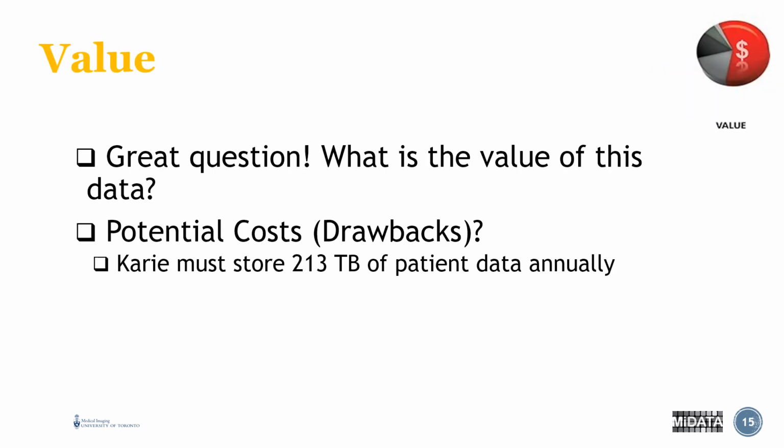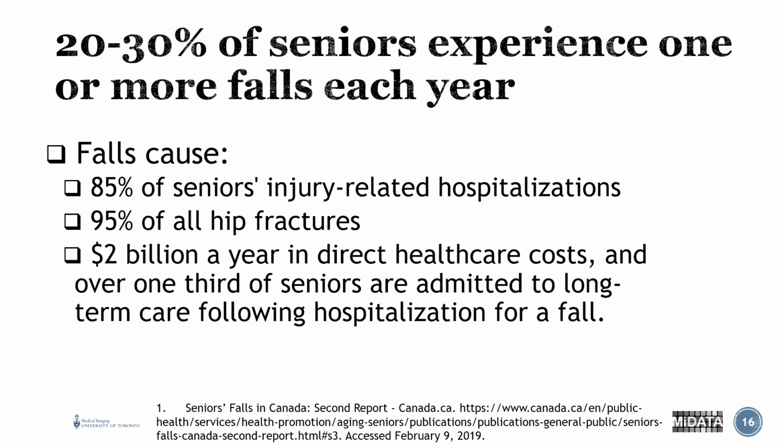So the last one is value. That's a great question. What is the value of this data that I've just described to you? Well, let's use an example. 20 to 30% of seniors experience one or more falls each year. Falls cause 85% of seniors' injury-related hospitalizations, 95% of all hip fractures, and $2 billion a year in direct healthcare costs, and over 1/3 of seniors are admitted to long-term care following hospitalization for a fall. So the impact of a fall is huge, and many people know this, and there's a lot of research in this area in order to prevent falls.